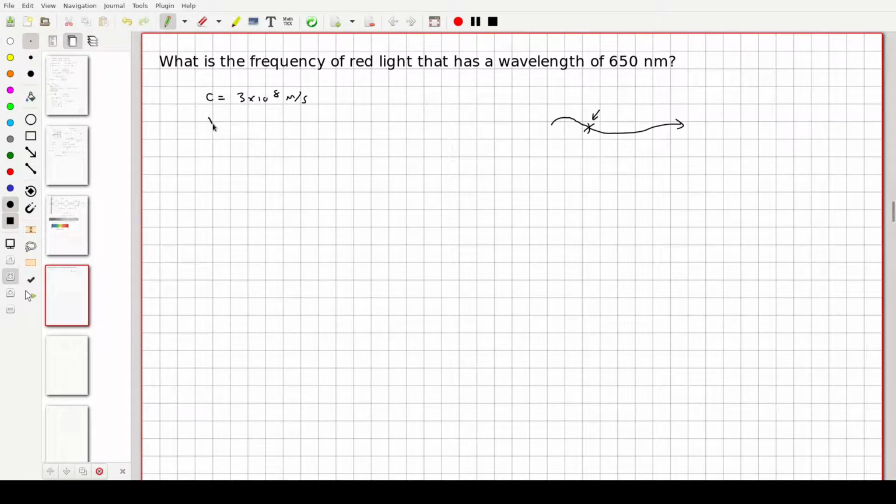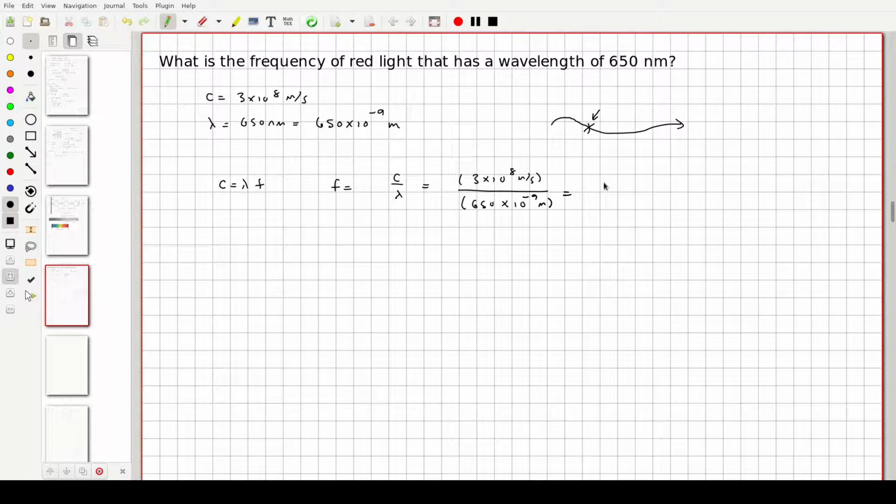Now, our wavelength here is 650 nanometers. Now, that is times 10 to the minus ninth meters. Okay? And what we're trying to find here is f. So c is equal to lambda times f. f is equal to c over lambda. That's 3 times 10 to the 8th meters per second divided by 650 times 10 to the minus ninth meters.